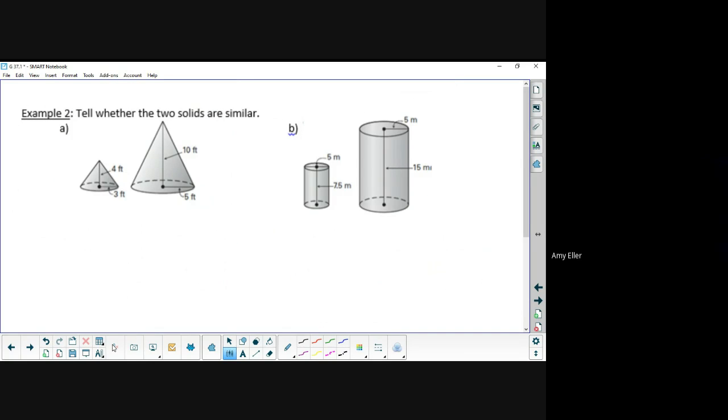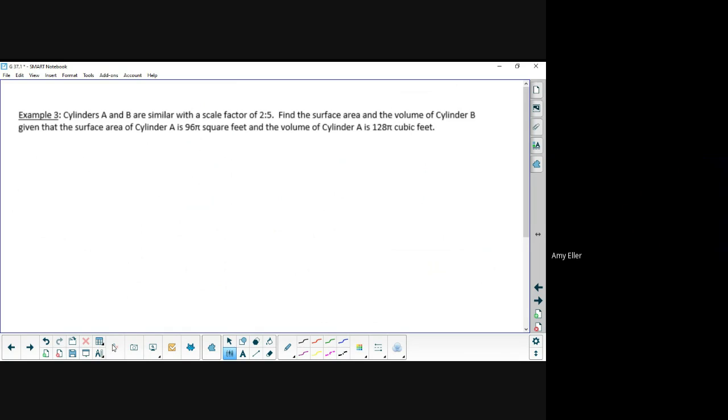I think we can skip over this. We're pretty good at telling if things are similar, right? We got it? All right. We don't need to do example 2. Let's look at example 3.